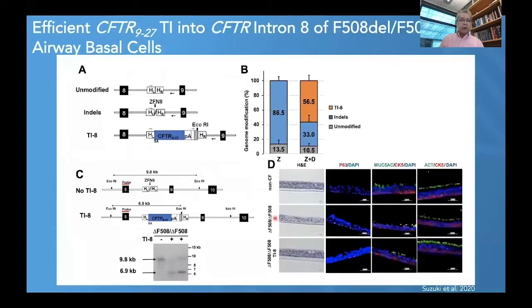And this proved in our hands to be very, very efficient. For example, shown here is that we have 56% of alleles shown to be targeted in the desired way. And this was a sufficient frequency that we could actually pick it up by Southern blotting here for the presence of the incorporation of the CFTR half gene in this case.